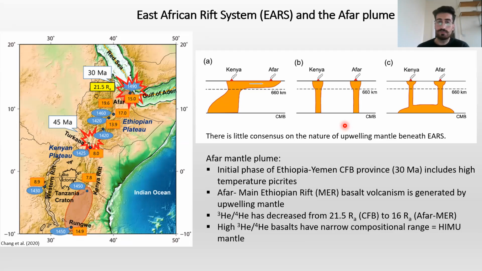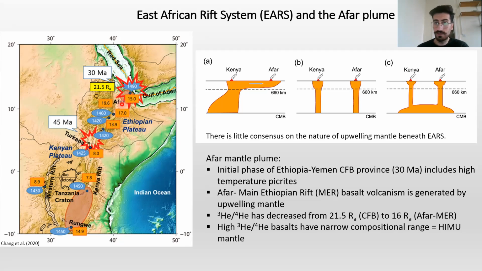So the initial phase of the Afar plume produced continental flood basalts in Ethiopia and Yemen regions 30 million years ago, and these include high temperature and high titanium picrites. And Afar main Ethiopian rift basalt volcanism is generated by the upwelling mantle. So helium-3/helium-4 has decreased from 21.5 R/Ra to 16 R/Ra over this 30 million years period. And high helium-3/helium-4 basalts have a narrow composition range, which is similar to high helium mantle.